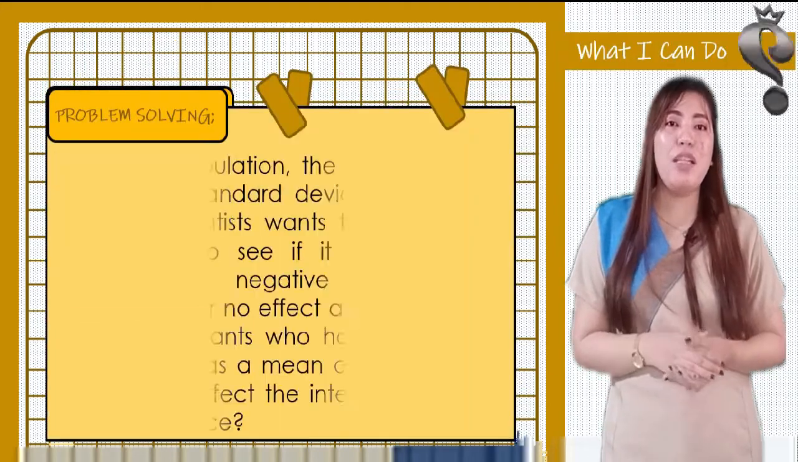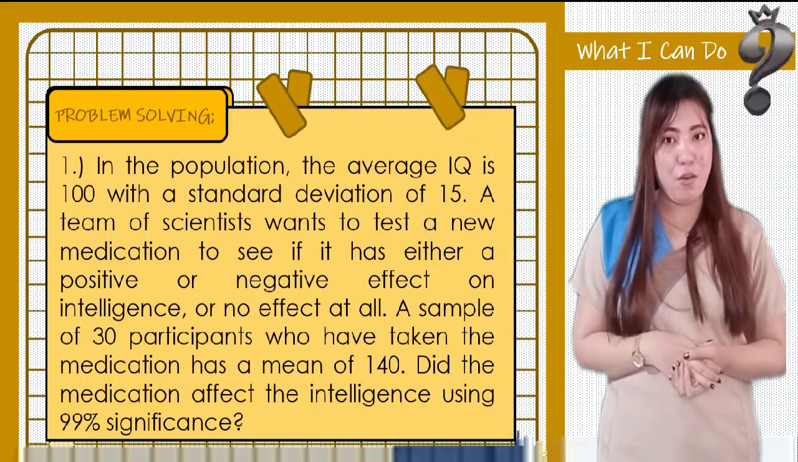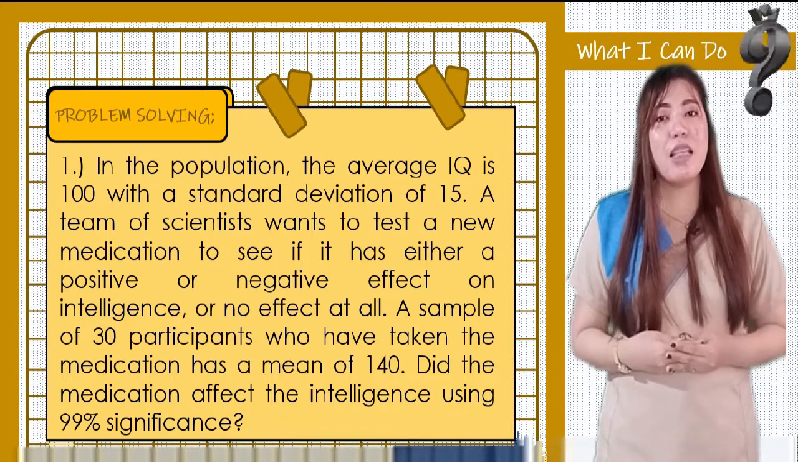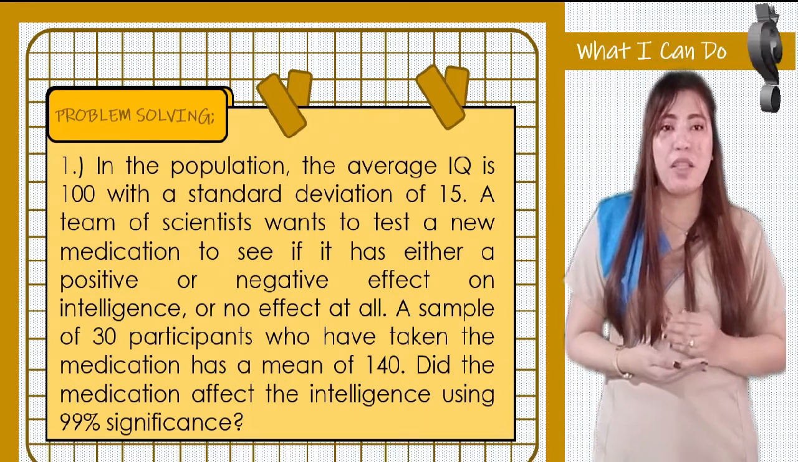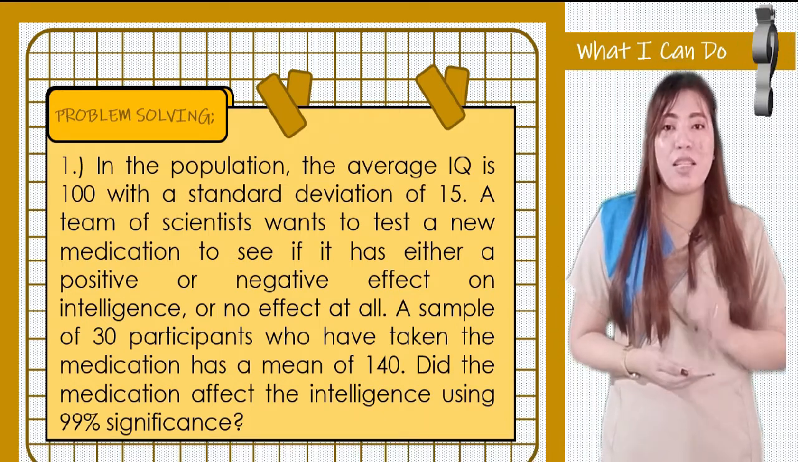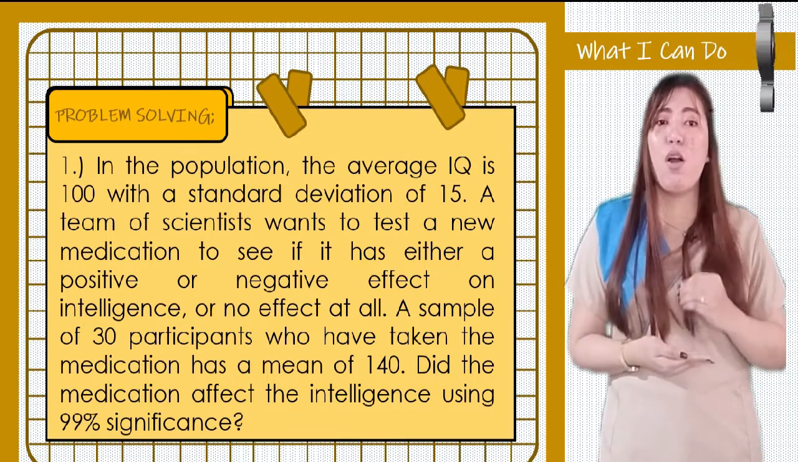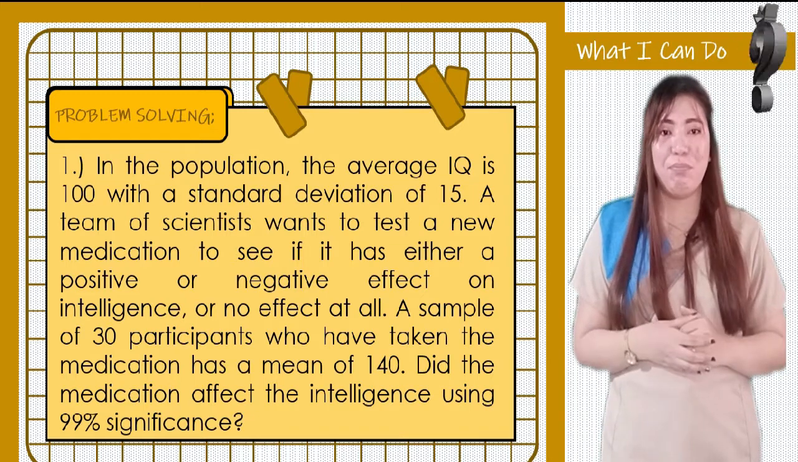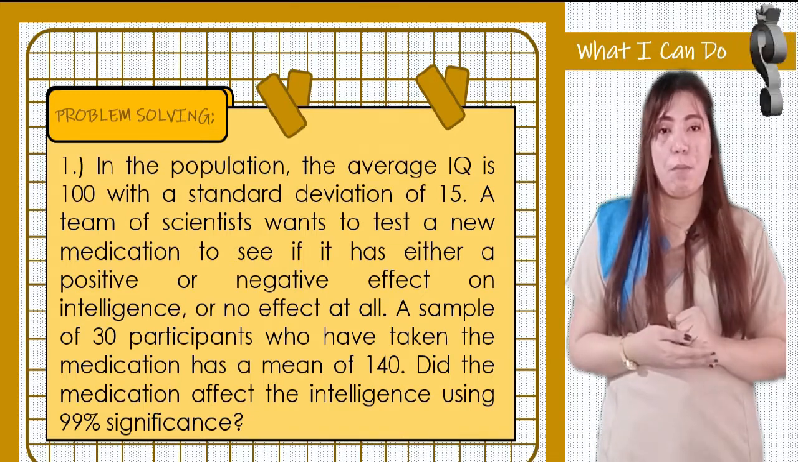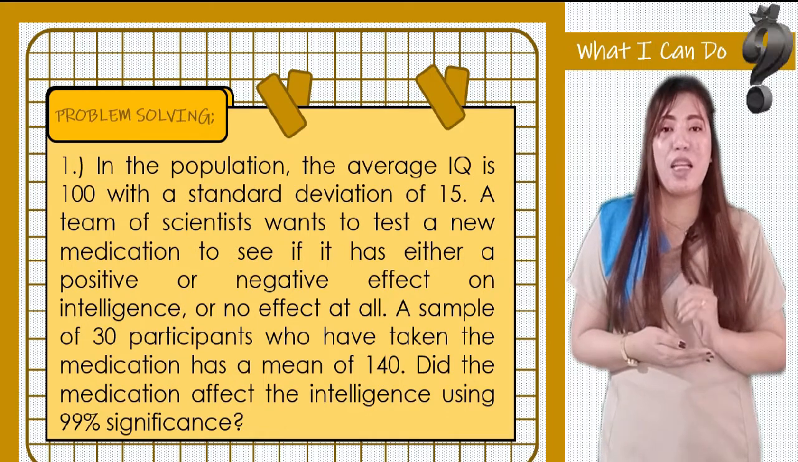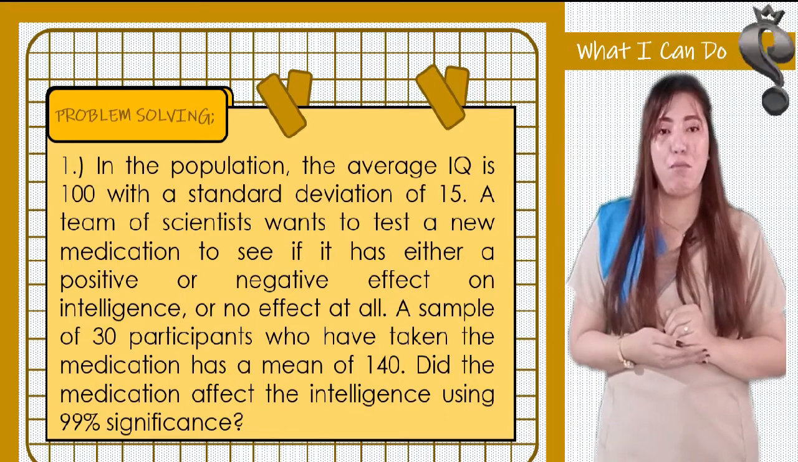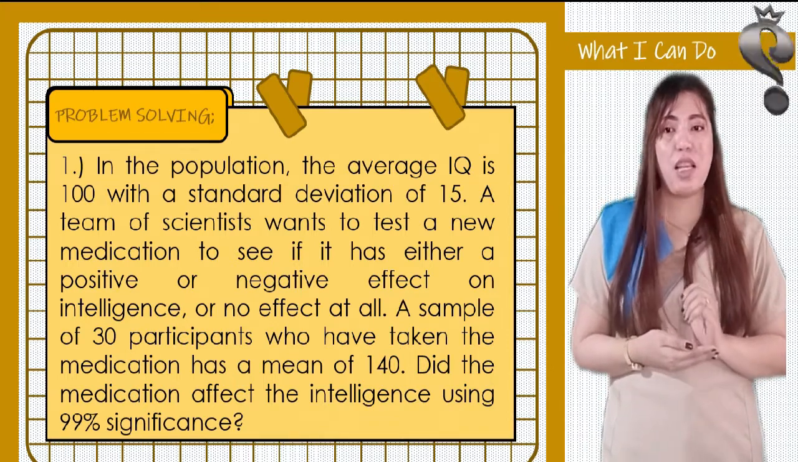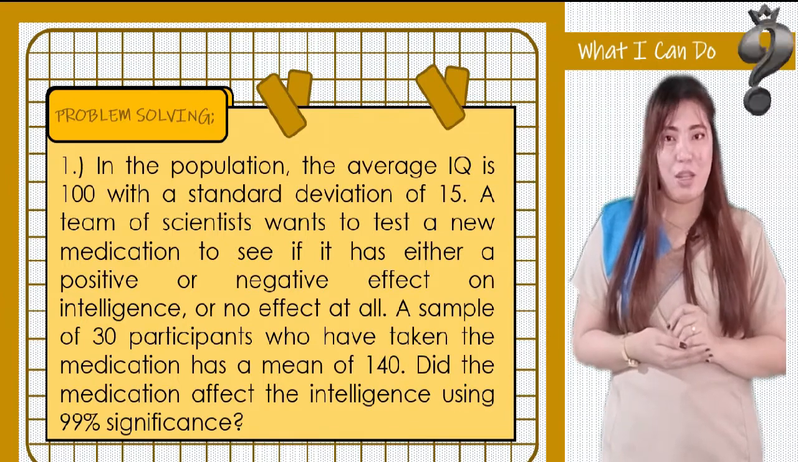In the population, the average IQ is 100, with a standard deviation of 15. A team of scientists wants to test a new medication to see if it has either a positive or negative effect on intelligence, or no effect at all. A sample of 30 participants who have taken the medication has a mean of 140. Did the medication affect intelligence using a 99% level of significance?